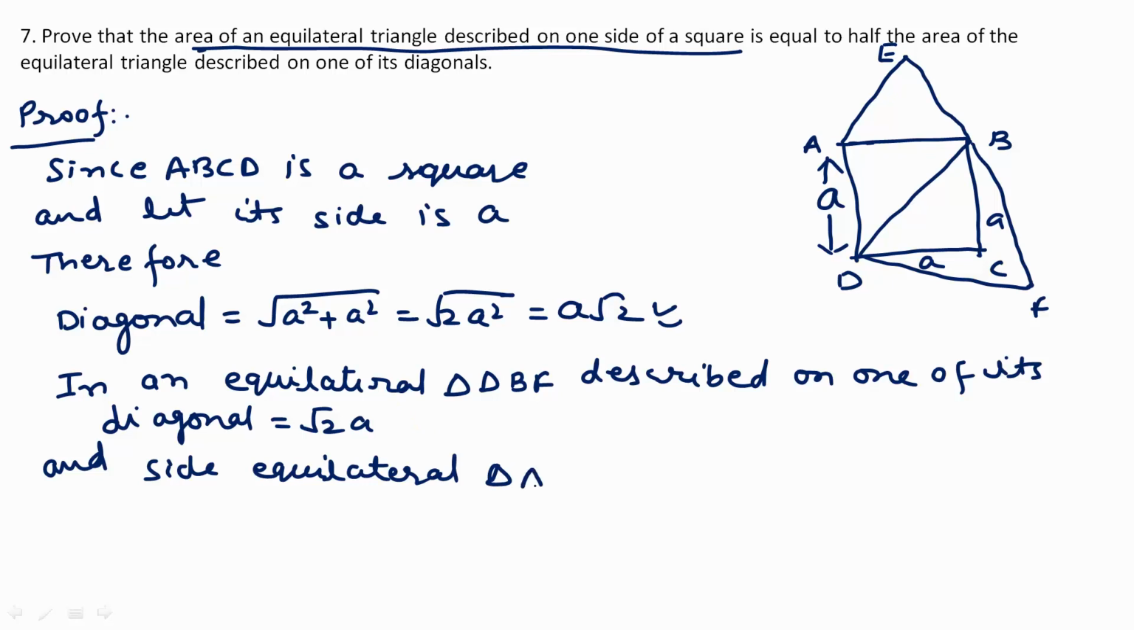AEB: if the side of this square is A, then this will also be A, and this length A is the side of this equilateral triangle ABE. So the side of equilateral triangle AEB is equal to A. We know that an equilateral triangle has all its angles at 60 degrees and all its sides of the same length. Therefore, all equilateral triangles are similar to each other, and hence the ratio between the areas of these triangles will be equal to the square of the ratio between the sides of these triangles.